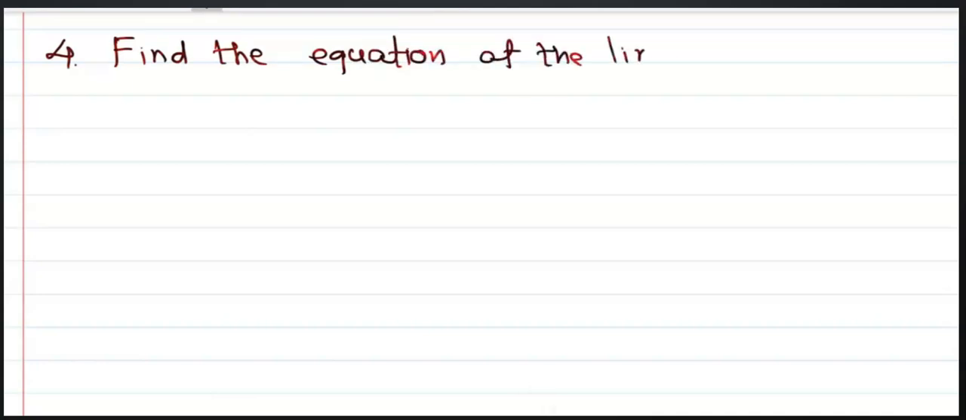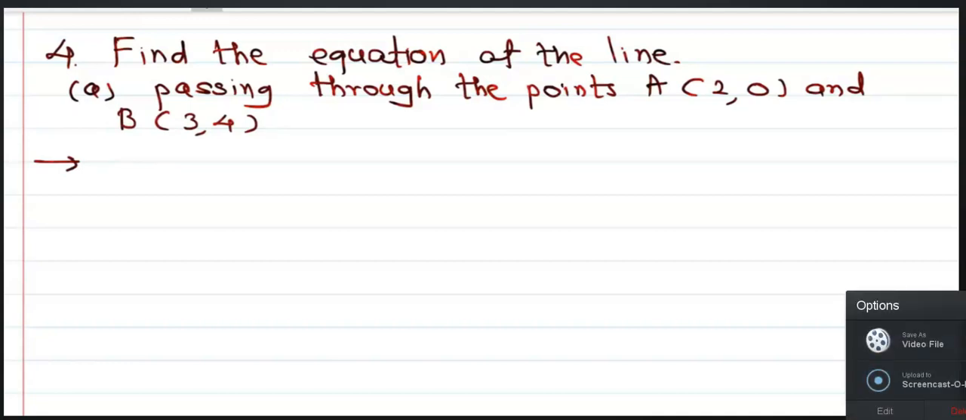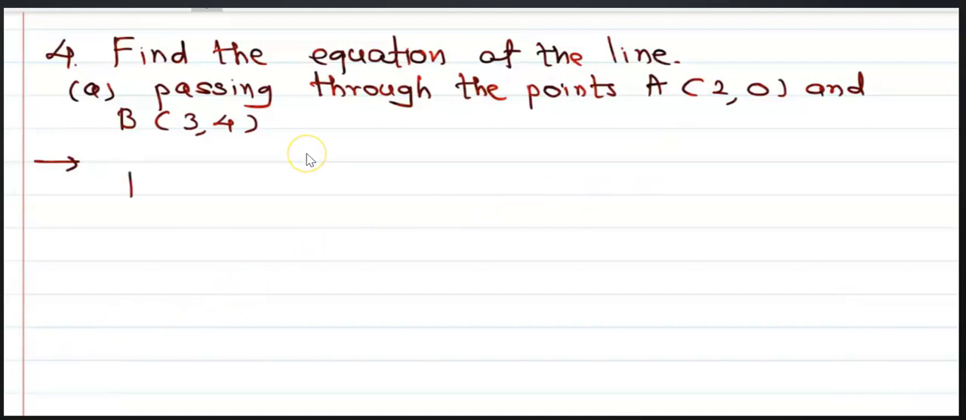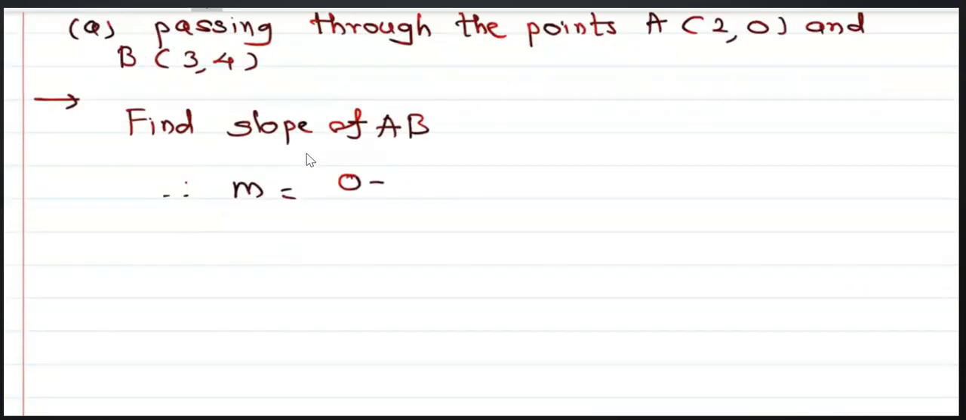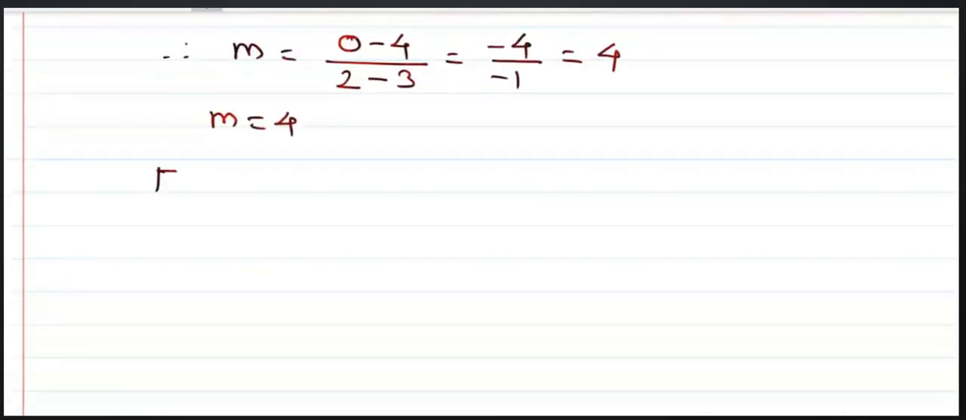Now next is find the equation of the line passing through the points A(2, 0) and B(3, 4). In this case we know two points of the line. We can first find the slope of line AB and apply the slope-point form. Using this we can find the equation of the line. Therefore, first find the slope of AB. Slope of AB means the difference of y coordinates, 0 minus 4, over 2 minus 3, that is minus 4 upon minus 1, which is equal to 4. Therefore the slope of the line is 4, m is equal to 4.